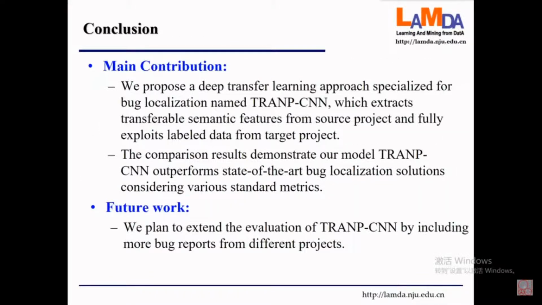In summary, our main contributions can be summarized as twofold. We propose a deep transfer learning approach specialized for bug localization named CHOMP-CN, which extracts transferable semantic features from the source project and fully exploits labeled data from the target project. The comparison results demonstrate the effectiveness of our model. That's all, thank you for your attention.